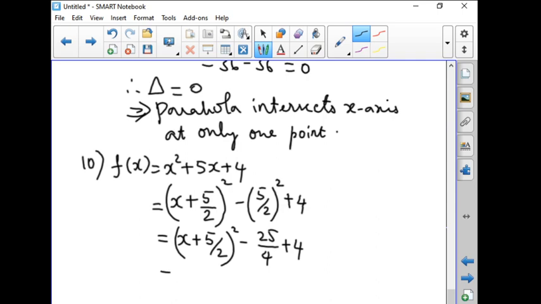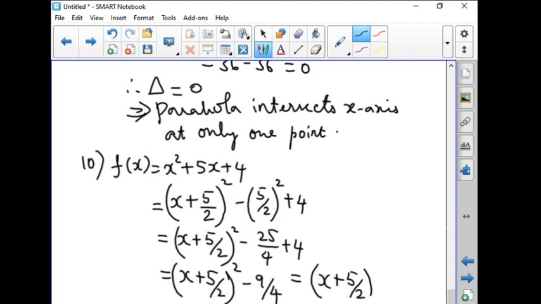So the final answer is x plus 5 by 2 the whole square, 16 minus 25, it is minus 9 by 4. If we want to write it in the completion of square method, we have to write this in square format also. So x plus 5 by 2 the whole square minus 3 by 2 the whole square. So this will be the easiest method, other than what you have studied in the previous year.